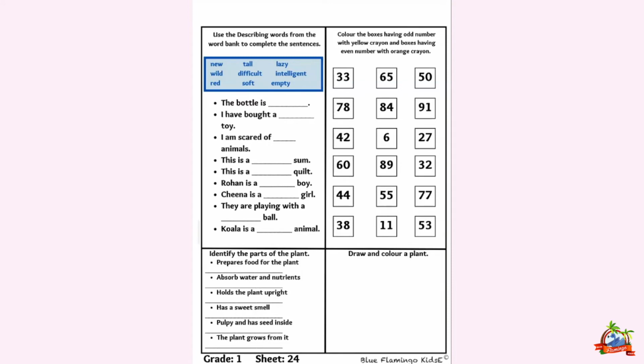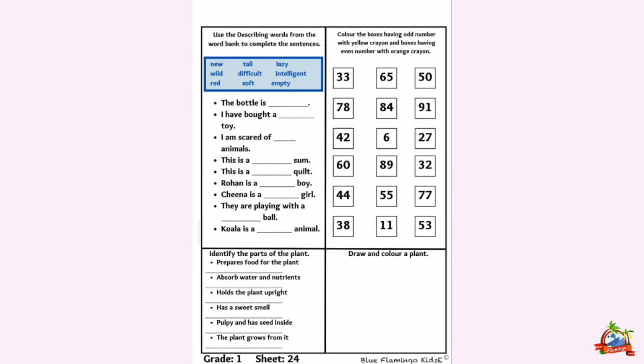Let's start. 33. It is an odd number. So we will color it with yellow crayon. Color it with yellow.